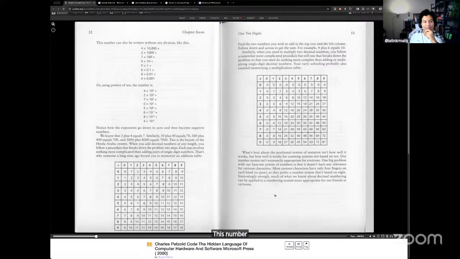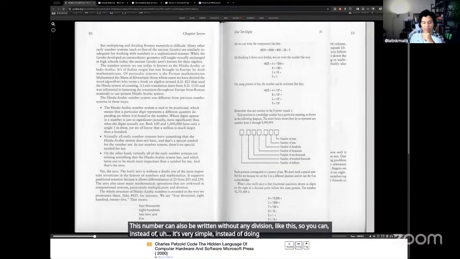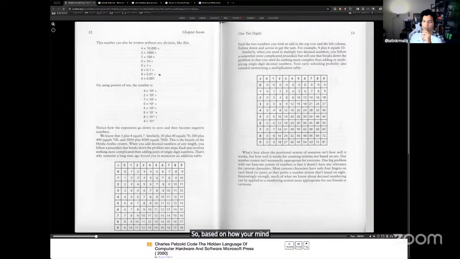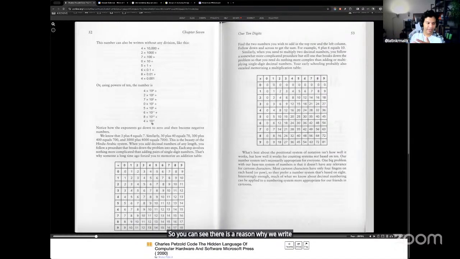This number can also be written without any division like this. So you can, instead of, it's very simple, instead of dividing by 10, 100, 1000, you can also multiply it with 0.1, 0.01, and 0.001. So based on how your mind works, like one of these paths, you will find it easy to parse. And then if you convert that into power of 10, it becomes like 10 to the power 4, 3, 2, 1, 0, minus 1, minus 2, minus 3. So you can see there is a reason why we write the things the way we do. So you can notice how the exponents go down to 0 and then become negative numbers.